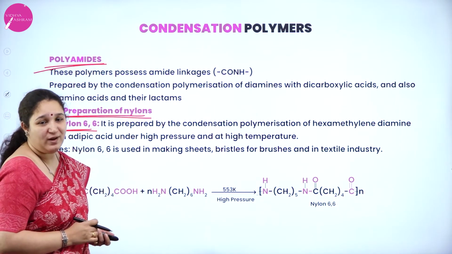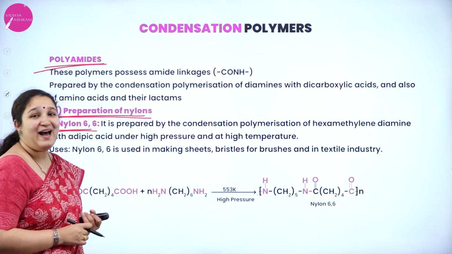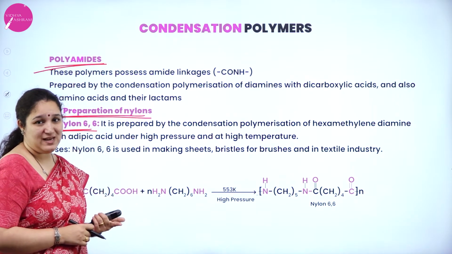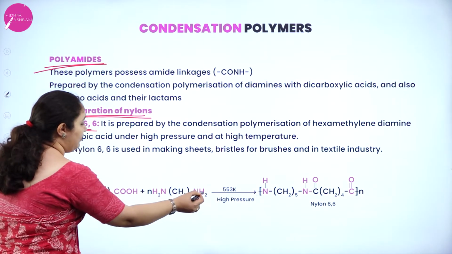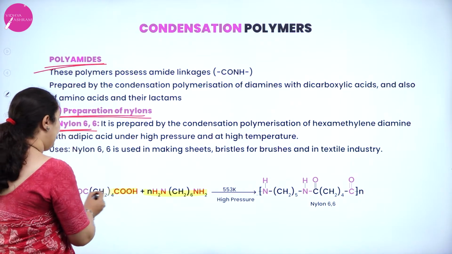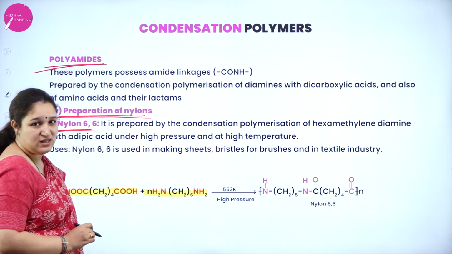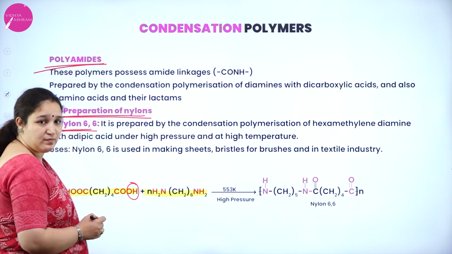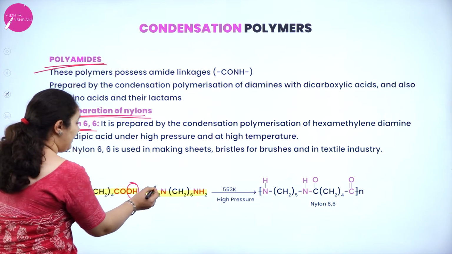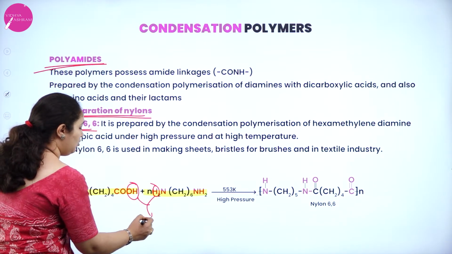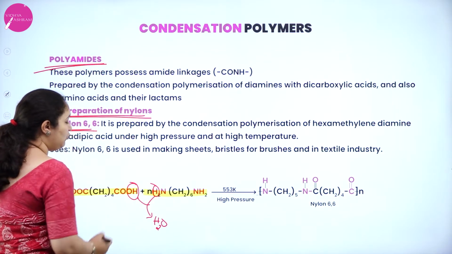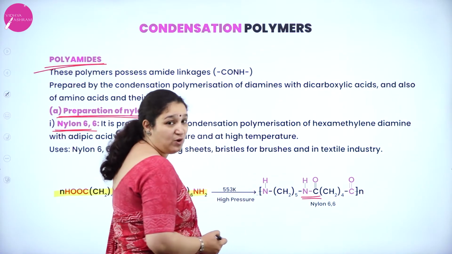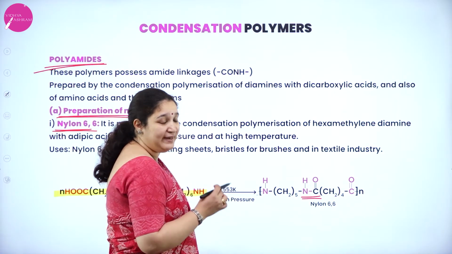In preparation of polyamides like nylon 6,6, we have two monomers, one with a diamine group and the other with a dicarboxylic acid group. You can see we have hexamethylene diamine and adipic acid as the monomers. What is happening? The OH of the COOH group and H of the amine will go out as a water molecule to form a CONH bond. You can see here the CONH bond, which is nothing but an amide linkage.